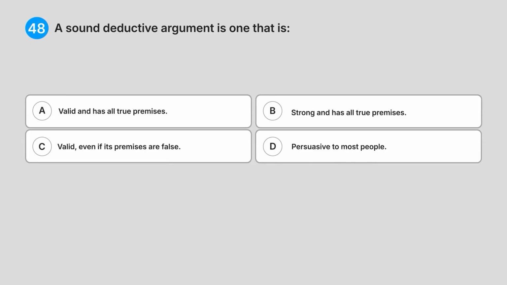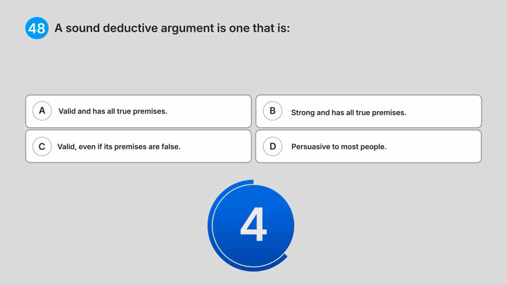A sound deductive argument is one that is A. Valid and has all true premises. B. Strong and has all true premises. C. Valid, even if its premises are false. D. Persuasive to most people. Can you guess the answer?